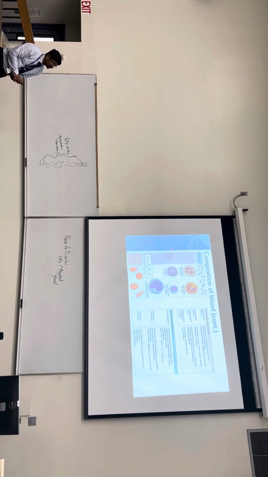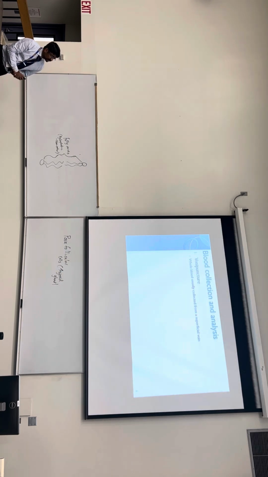And we'll talk about the different types of white blood cells. We have 5 different white blood cells in lab. We should be able to identify them, and then importantly also know their functions, which we'll talk about today. So let's talk about some terms in terms of blood collection and analysis.